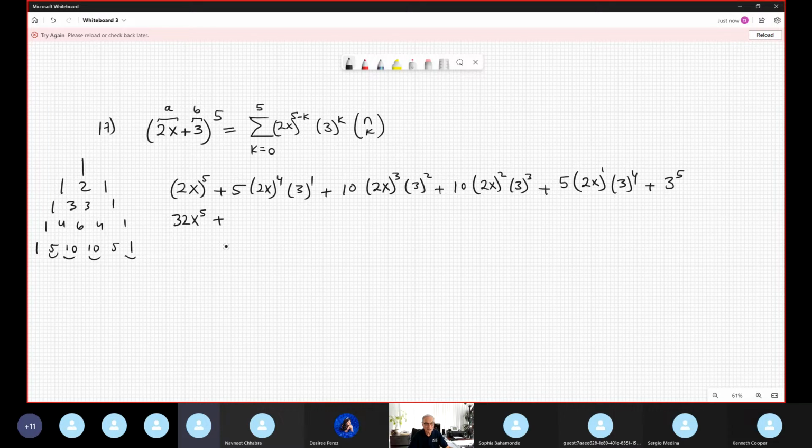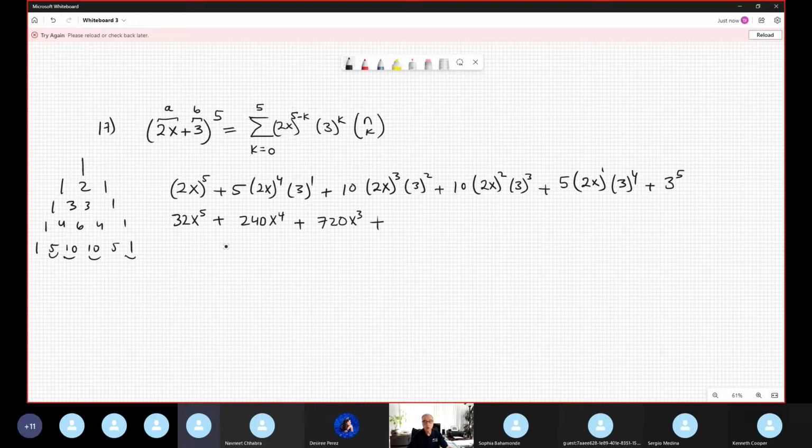16 times 5 is 80. 80 times 3 is 240. 240 x to the 4th power. Plus, and this is a little bit more complicated, 2 to the cubic power is 8, multiplied by 3 to the 2nd power is 9, and 8 times 9 is 72, 72 times 10 is 720 x cubed.